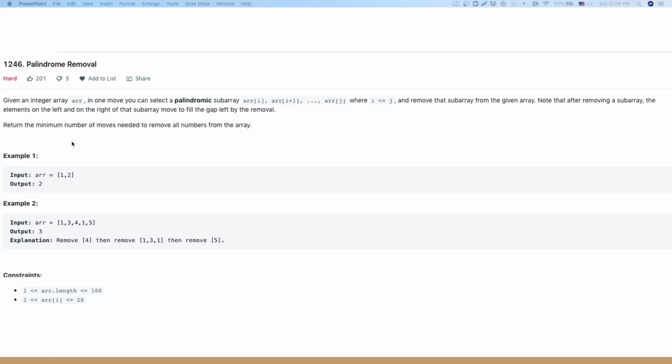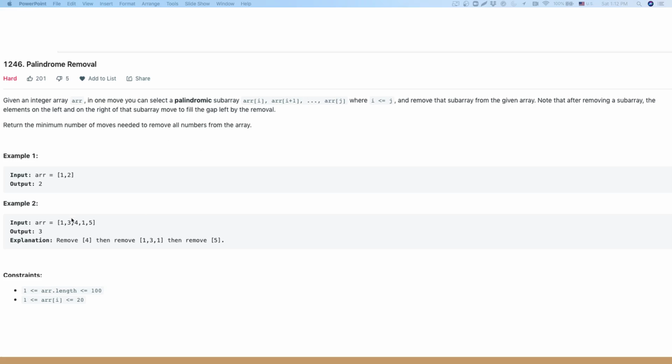Okay, so let's try to solve another really hard one. Given an integer array ARR, in one move, you can select a palindromic subarray I all the way to j, where I is less than or equal to j, and remove that subarray from the given array. Note that after you remove a subarray, the elements on the left and on the right of that subarray move to fill the gap left by the removal. Return the minimum number of moves needed to remove all the numbers from the array.